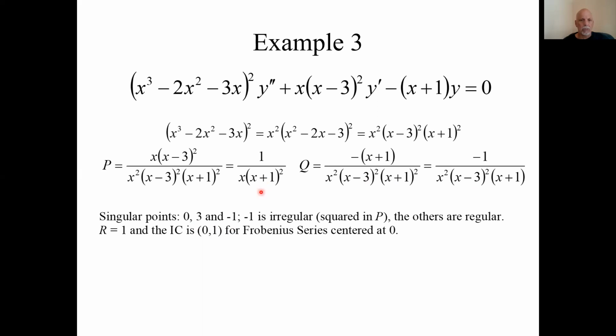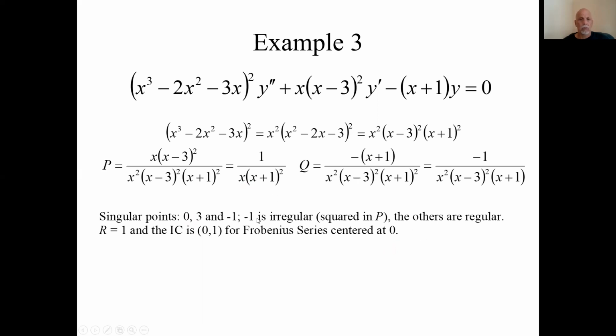-1 from P, because it's repeated, is irregular. Everything in Q, there's nothing raised to a higher power than 2, so it doesn't add any irregularities. So 0 is a regular singular point, so we'll get Frobenius series centered at 0.